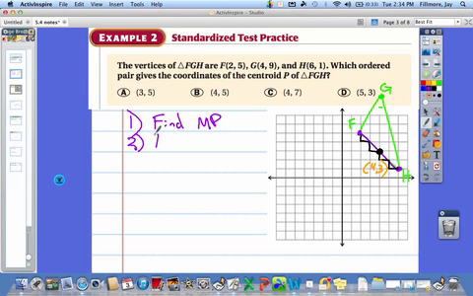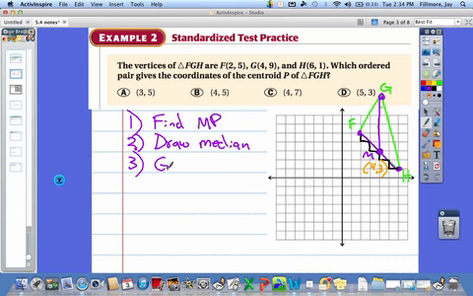The second thing we need to do is draw our median, which will go from the vertex down to this midpoint on the opposite side. That's why I chose that as my midpoint, because here I have a vertical line. No distance formula will be required here. What we will have to do is find the length to our midpoint. I'm going to call this point here M.